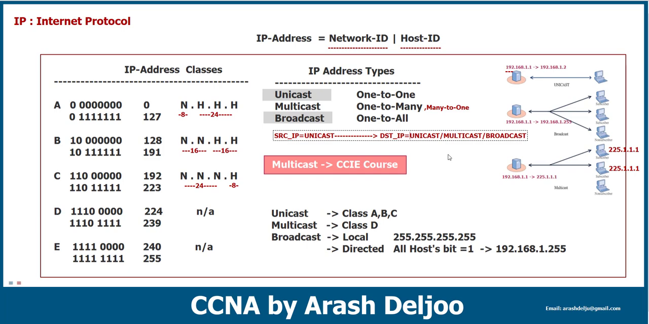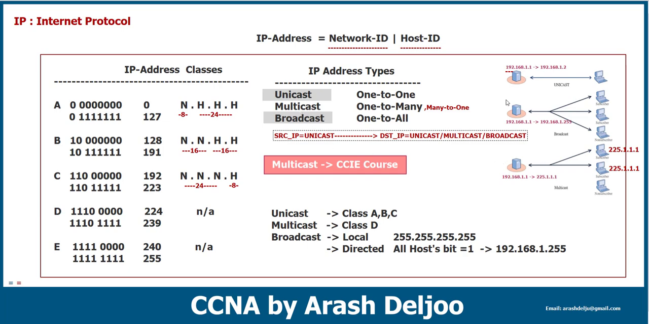In destination IP we are using unicast, multicast, or broadcast. Because of that, here as you can see, in source IP we have unicast. In destination IP, we are using the multicast. This is the one-to-many communication that is the multicast.